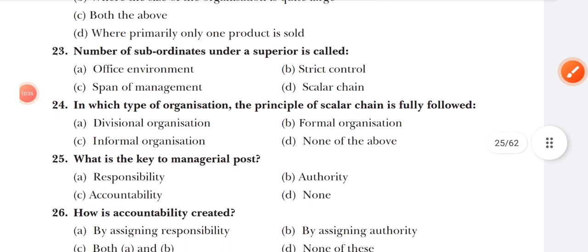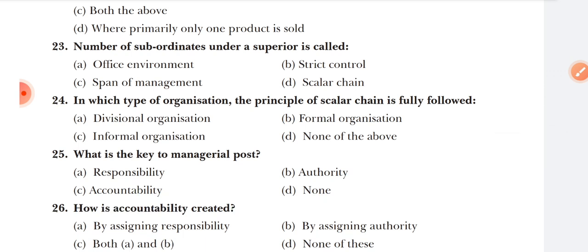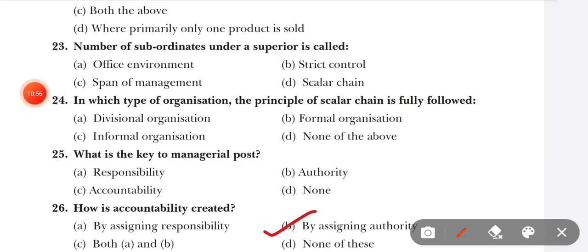Now question 26. How is accountability created? Option A, by assigning responsibility. Option B, by assigning authority. Option C, both A and B. Or option D, none of these. And the correct option of this question is option B, by assigning authority.